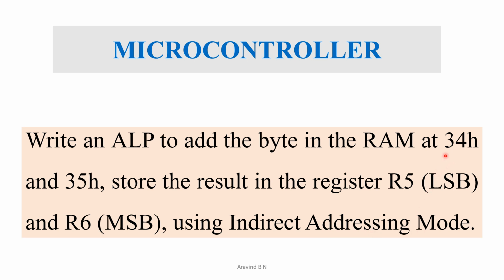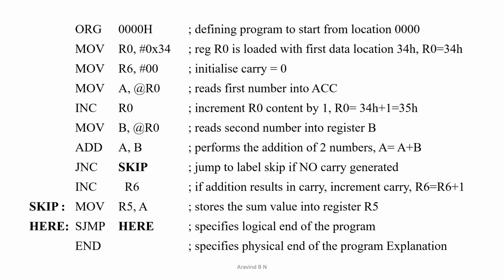So the values will be available in the memory location 34H and the 35H, and after performing the addition we will be storing the result in R5 and R6 registers, and we will be making use of the indirect addressing mode for this purpose. Now let us go through the program.